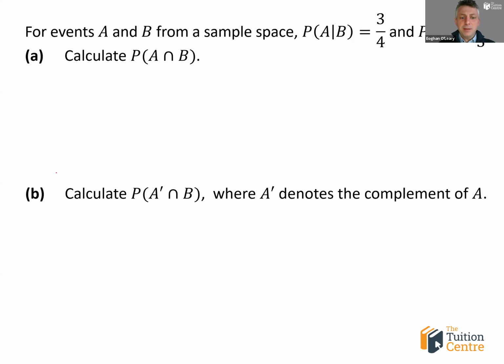For the events A and B from a sample space, the probability of A given B is equal to 3/4, and the probability of B is equal to 1/3. And you're asked to calculate the probability of A intersection B, which is the probability of both A and B occurring together. So in this case, you have to know about conditional probability, and you need to know the formula.